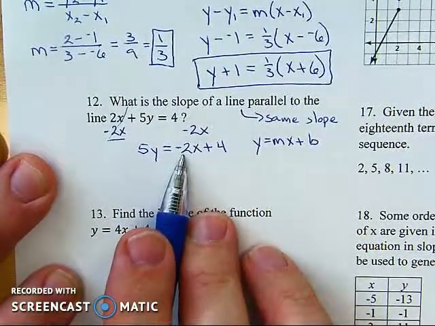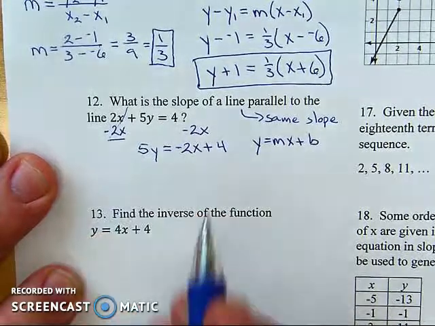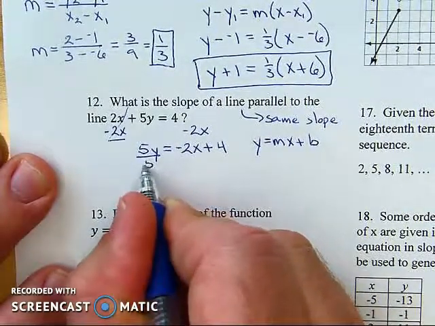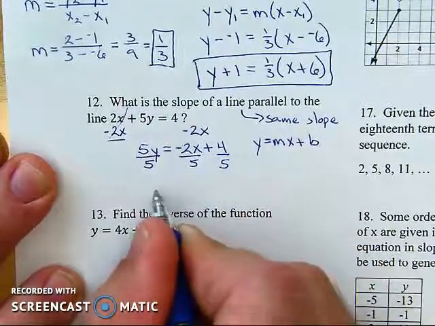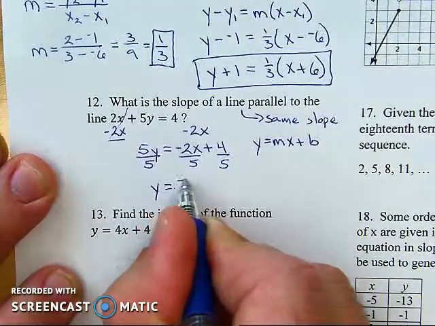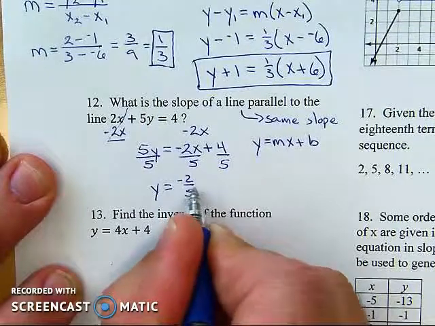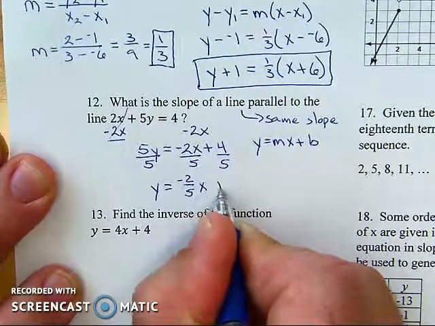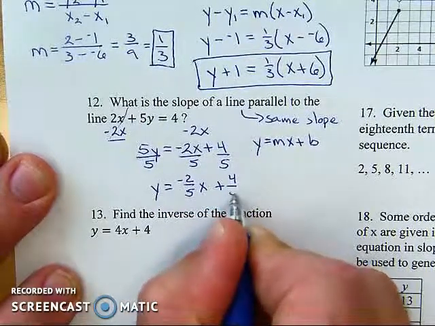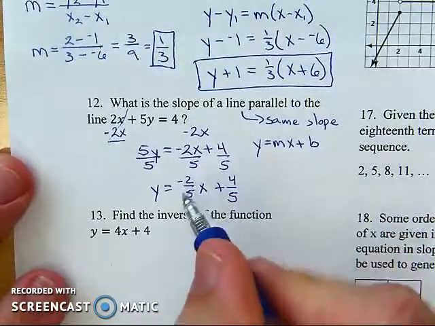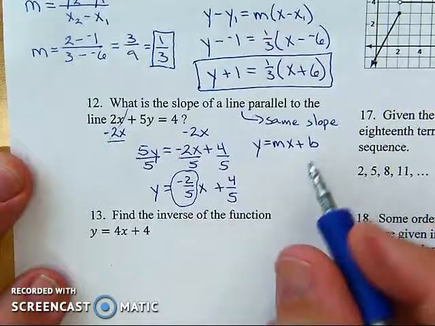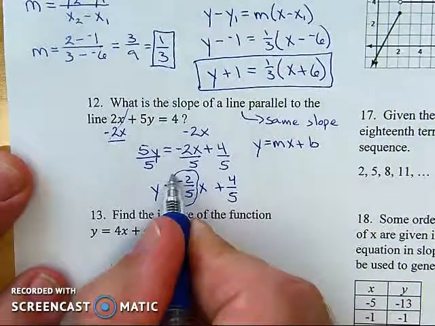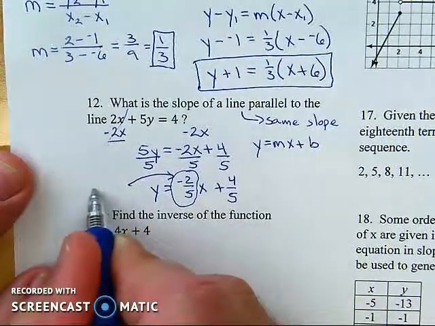Now this is not going to be my m yet. I still have to get y by itself, so I'm going to divide everything by 5 to get y is equal to -2/5 x plus 4/5. Now the only thing I'm really caring about is this right here. That is the slope, so that's actually my answer right there. So I'm just going to put answer.